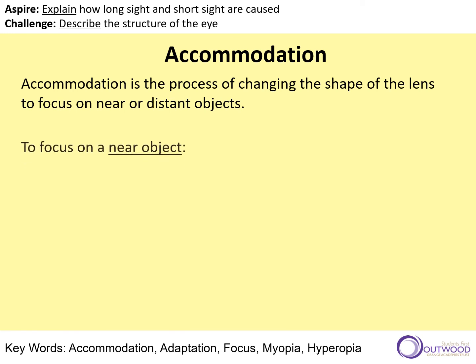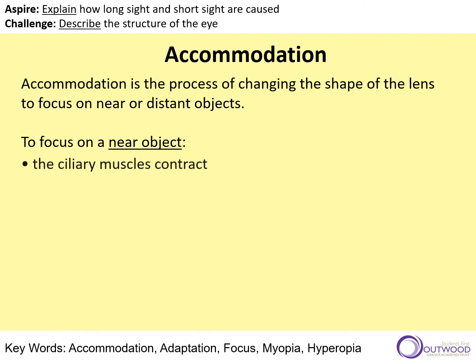Once you know what to do when you are focusing on near objects, the opposite is true for distant objects. So if you want to focus on something close, say for example you're sat on a computer and you're focusing on that computer, that's a near object. You're not talking about something that's far away. So if you focus on a near object, what happens? The ciliary muscles contract. As I'm doing this, you should write this down as bullet points.